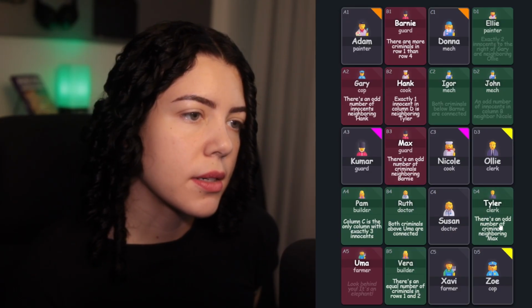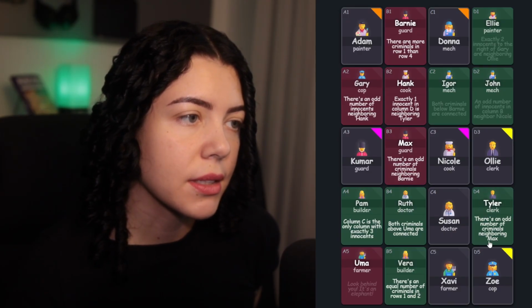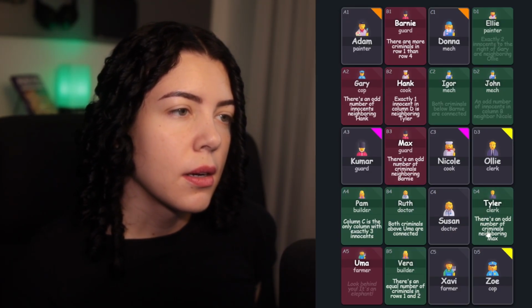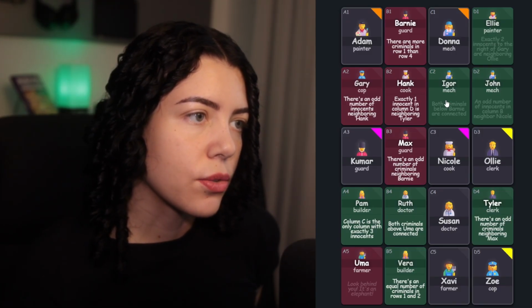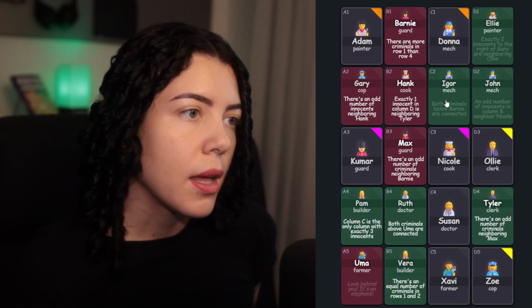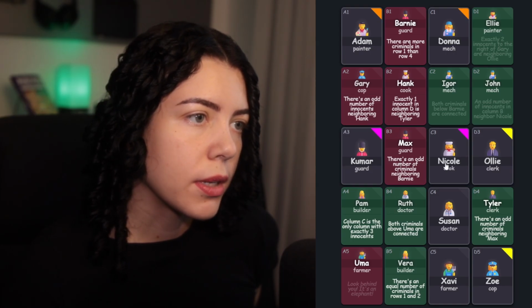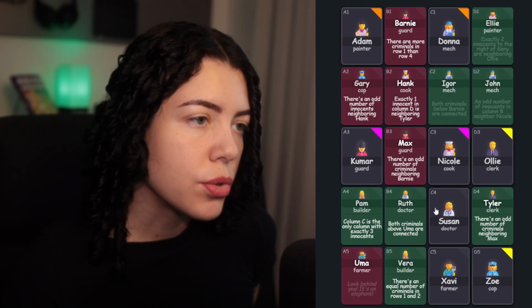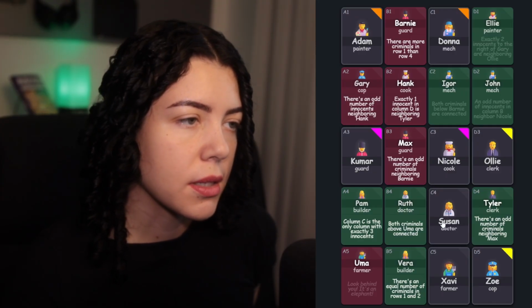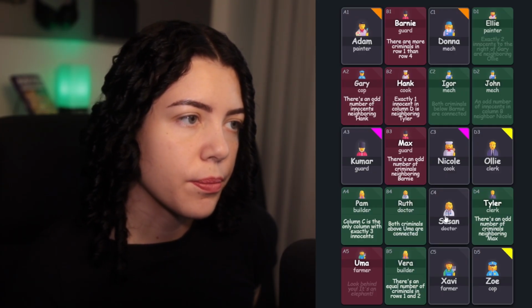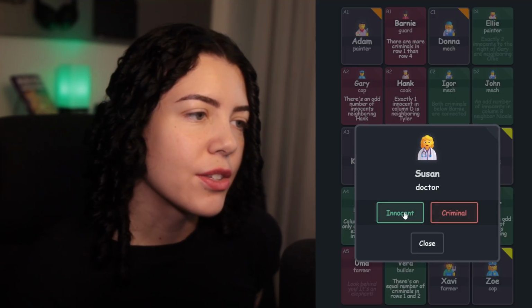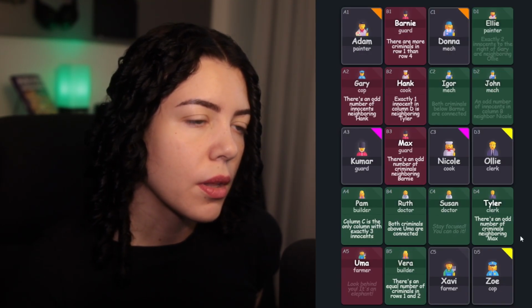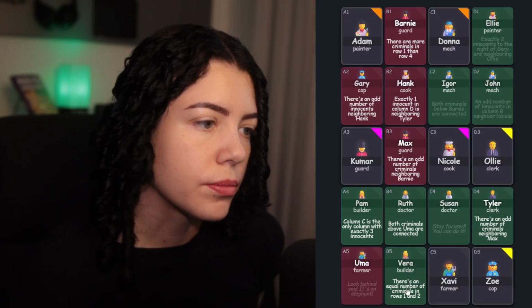Tyler now says there's an odd number of criminals neighboring Max. Where's Max? Max has 3 innocents so far. They are gonna have a 4th one, who's either gonna be Kumar or Nicole, and that's an even number. So Susan has to be an innocent as well to make 5 innocent neighbors and an even number, and an odd number for Max. So Susan is an innocent too.